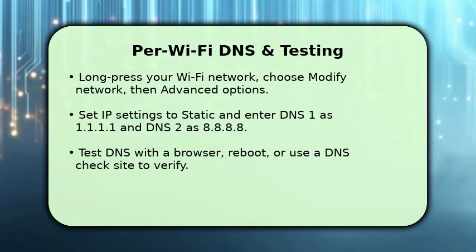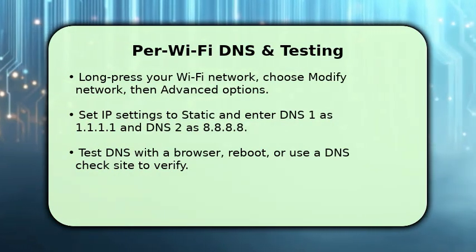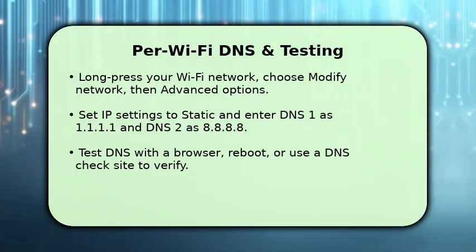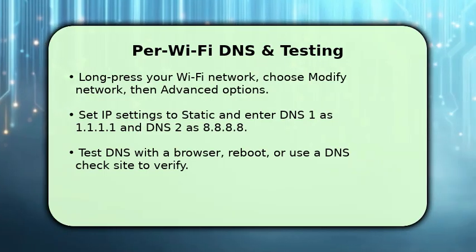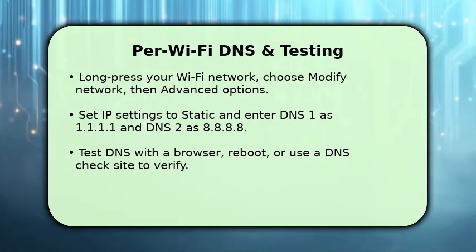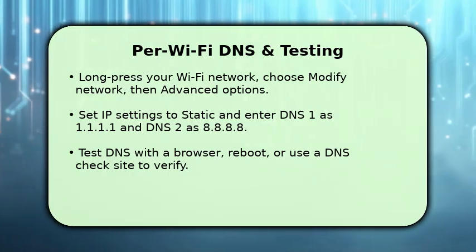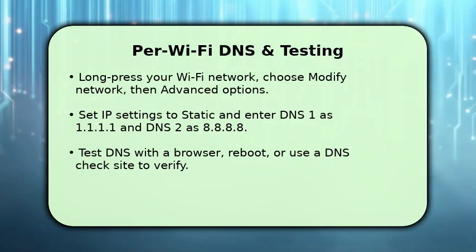Expand advanced options and set IP settings to static to reveal DNS fields. Enter DNS1 as 1.1.1.1 and DNS2 as 8.8.8.8 for Cloudflare and Google resolvers. Save changes, then reconnect to the network to apply them.